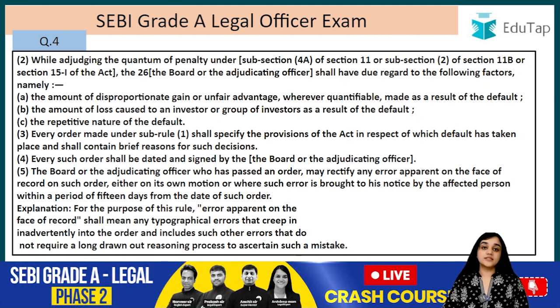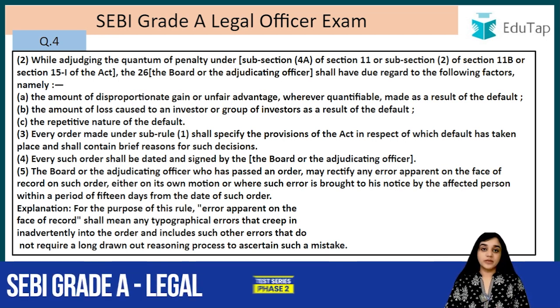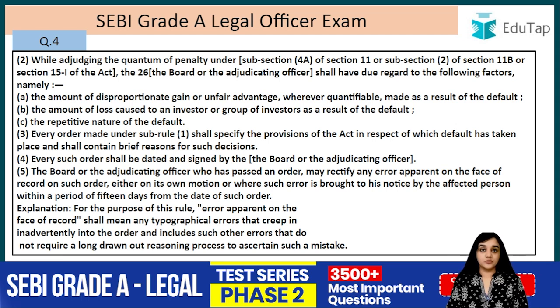What is adjudicating the quantum of that default? It means that you have been proven guilty, as mentioned here also, and now it is going to be decided what your sentence is going to be, what your punishment is going to be, right? So all these factors have to be taken into account while adjudicating the quantum of your sentence.